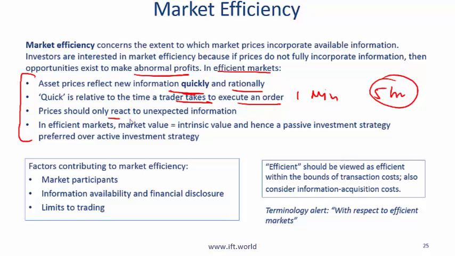Prices should only react to unexpected information. The point is that in efficient markets, all existing information is already contained in the price. So if the price changes, it should only be due to unexpected information. In efficient markets, market price is equal to intrinsic value.